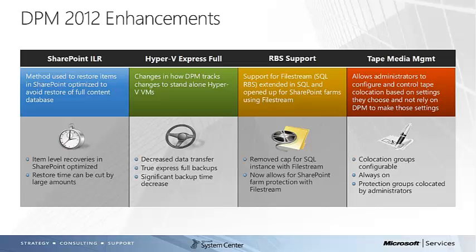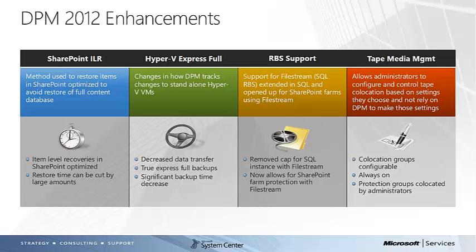We've enhanced the way we do Hyper-V Express fulls. In DPM 2012, it was only for standalone Hyper-Vs. DPM 2012 SP1, it now has carried over to CSV Hyper-V protection as well, in that we're just going to be tracking the changes and only bringing changes over on the Express full. The process has increased the efficiency, and there's a huge change in how fast we're able now to take backups now that we're only tracking the changes.